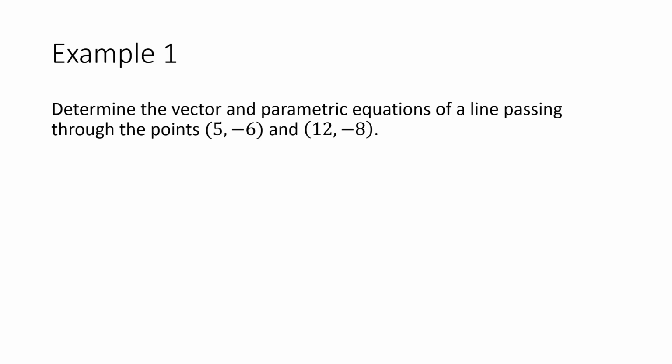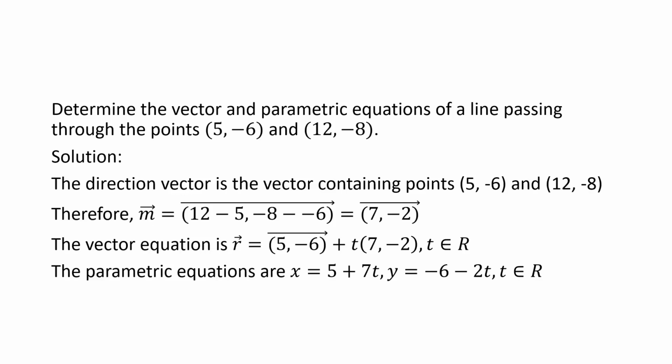So let's do a question together. Determine the vector and parametric equations of a line passing through the points (5, -6) and (12, -8). Well, the direction vector is the vector containing both of those points. So imagine we drew a graph and we had a line that goes through (5, -6) and (12, -8). The vector that goes from the point (5, -6) to the point (12, -8) can be given by an x component of 12 - 5 and a y component of -8 - (-6). In other words, our direction vector can be given as (7, -2).